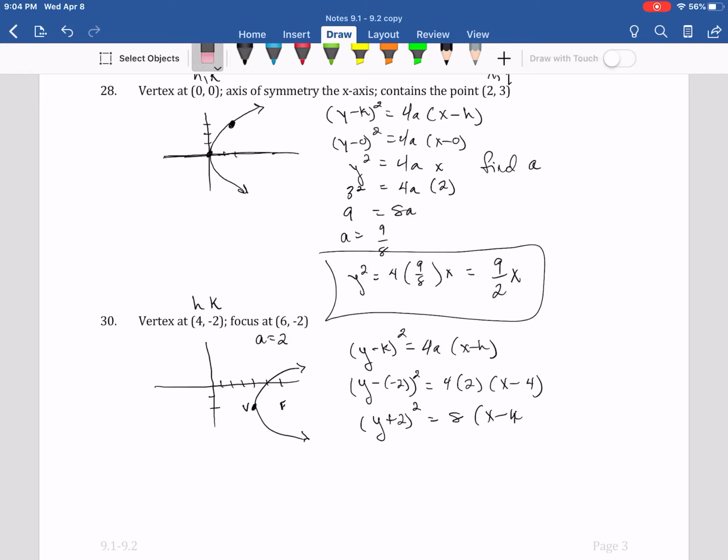That was supposed to be a 4. Didn't really happen the way it was supposed to. x minus 4. And now you're done. You don't have to change the format. Don't expand it. Don't do anything to it. Leave it just like that.